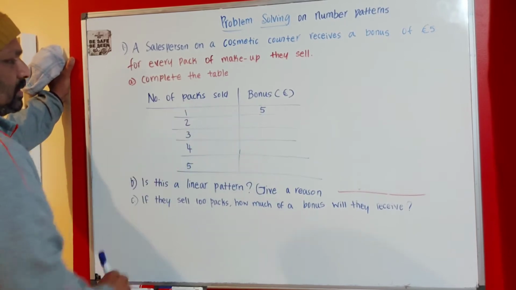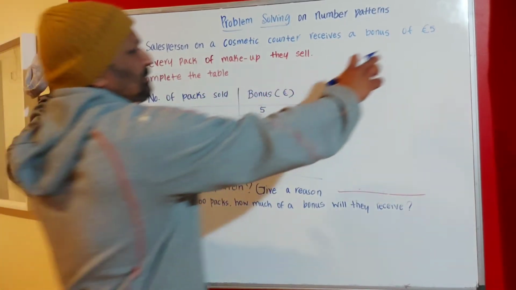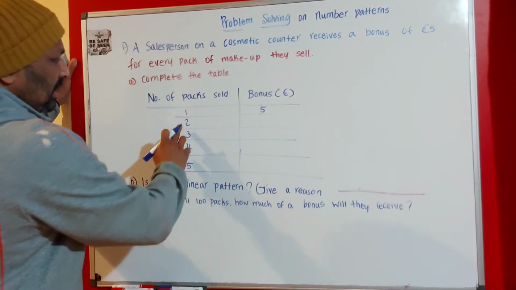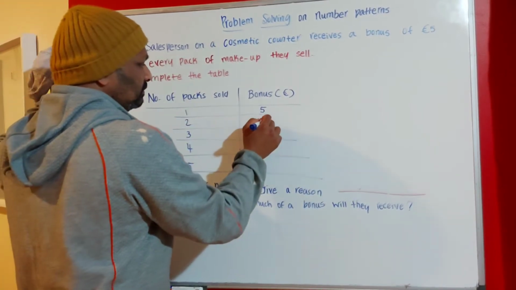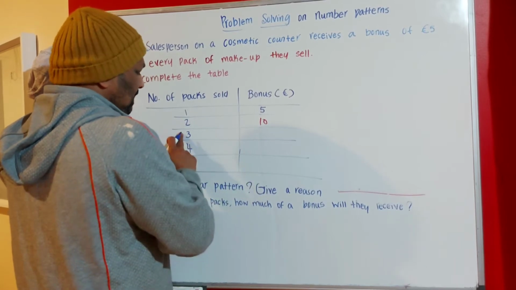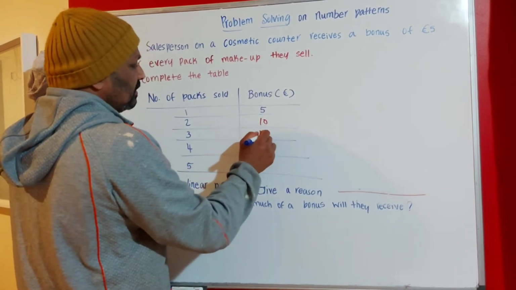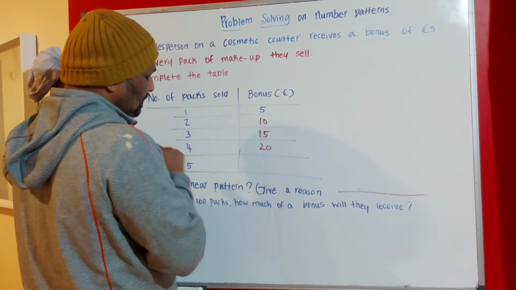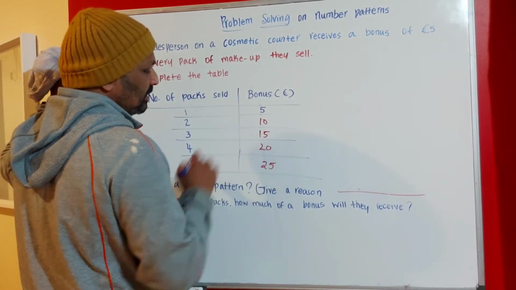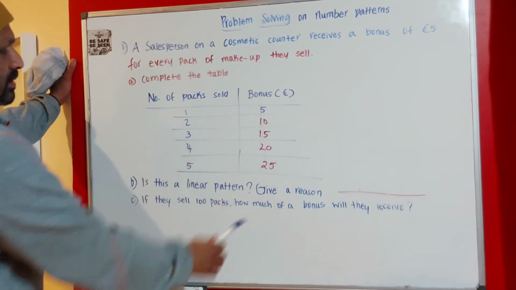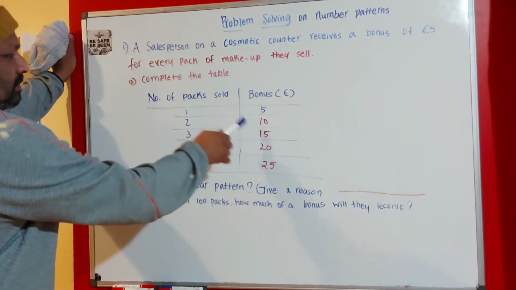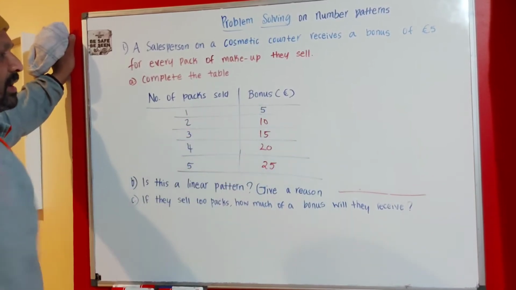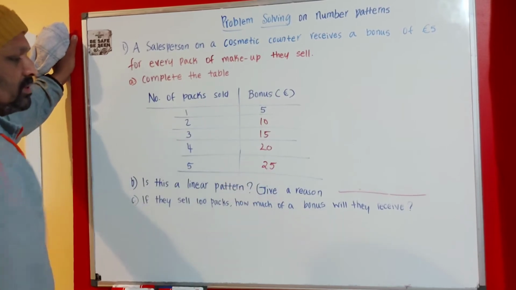Complete the following. The number of packs sold, first part. What is this? For every packet he is getting €5 commission. For the first packet he got €5. If he sells 2 packets, he is going to get 10 euros. If he sells 3, he is going to get 15. If he sells 4 packets, he is going to get €20. If he sells 5, he is going to get €25. Euro is already here, so these are all in euros. Complete the table. So we completed this table because for every packet he is getting €5. For 5 packets, he is going to get €25.